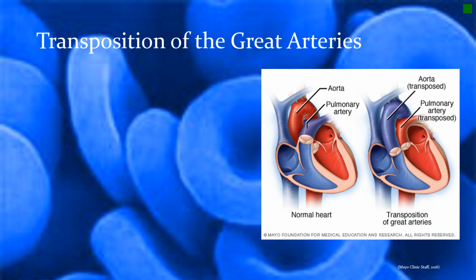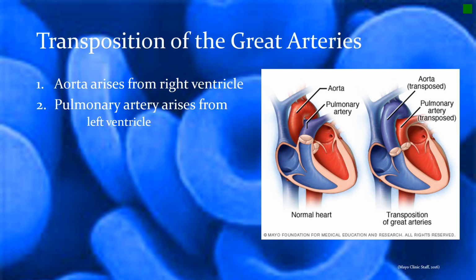Transposition of the great arteries means that the aorta now arises from the right ventricle, and the pulmonary artery arises from the left ventricle, which results in 2 isolated pathways of circulation. As you can see in this diagram, the blood returning from systemic circulation stays on the right side of the heart and exits via the aorta. This blood bypasses the lungs and never receives oxygen. The CDC considers this defect a critical CHD.